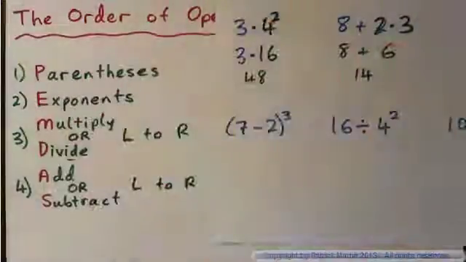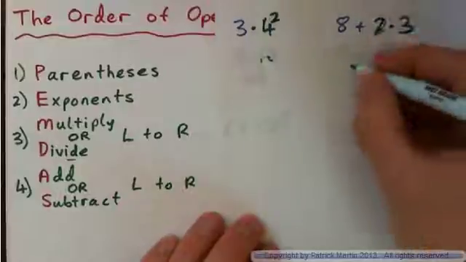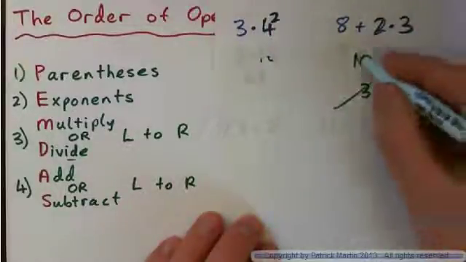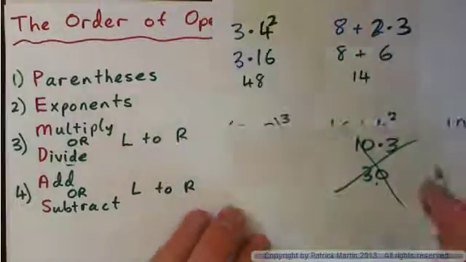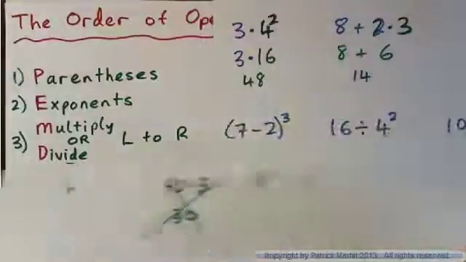So just to see, if we had done the wrong operations, if we had added 8 and 2 to get 10 and then times by 3, the answer would be 30. Now that's wrong, and 30 isn't the same thing as 14, right? So you need the order of operations to get the right answer, basically.